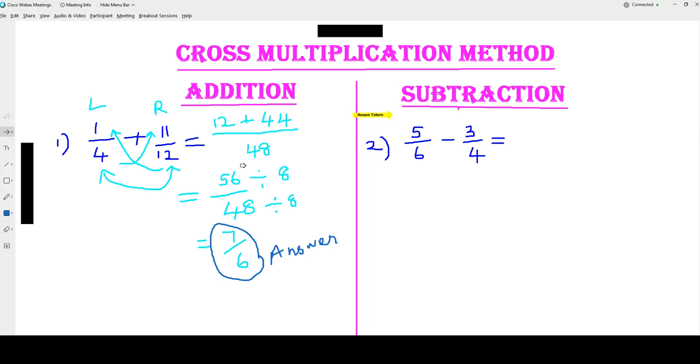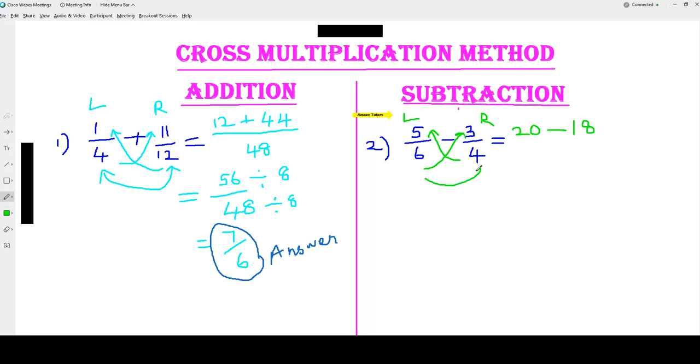Now we are going to do one subtraction. As you can see, 5 over 6 minus 3 over 4. Let's do the same cross multiplication method. Left side first, because order is important in the case of subtraction actually, and right side next. 5 fours are 20 minus 3 sixes are 18, because of this direction next. Multiply the bottom numbers, denominators, without missing.